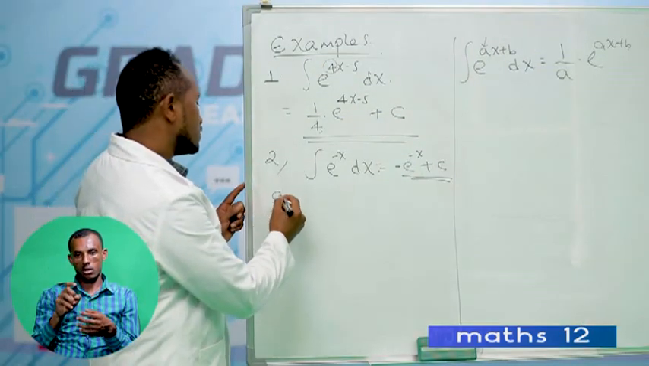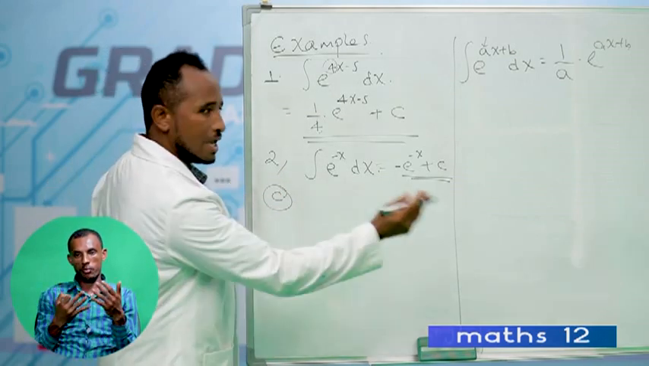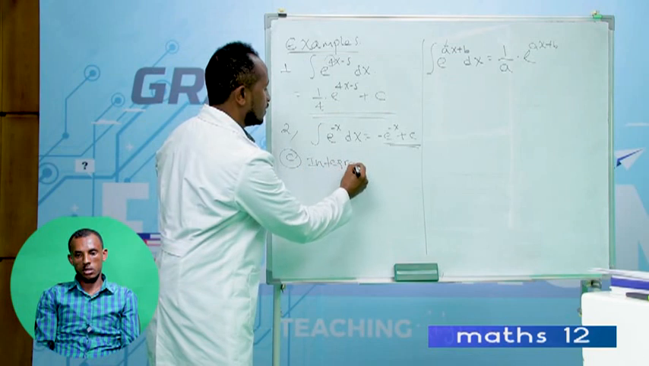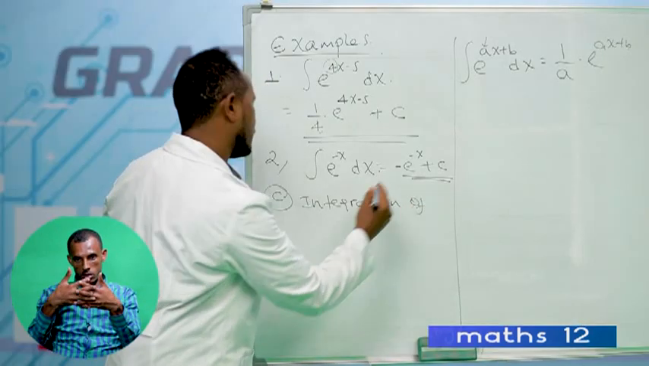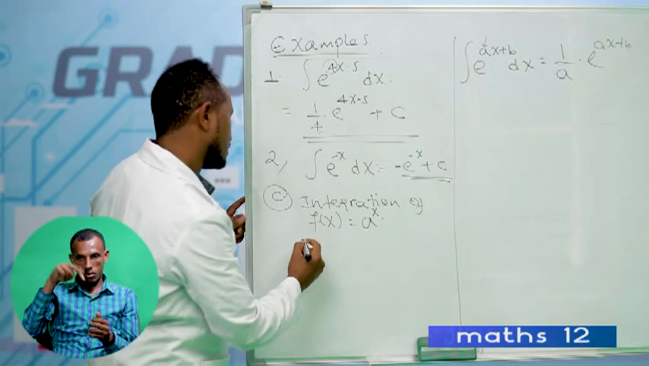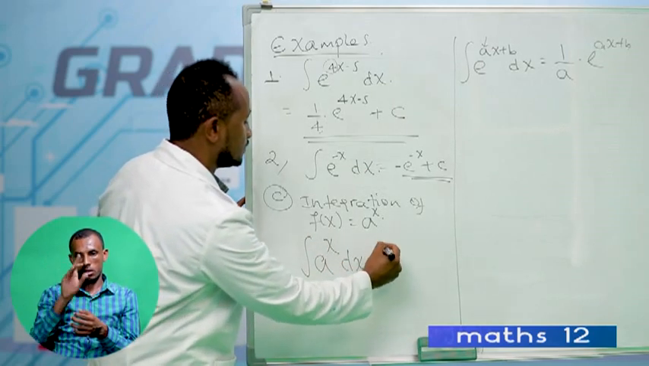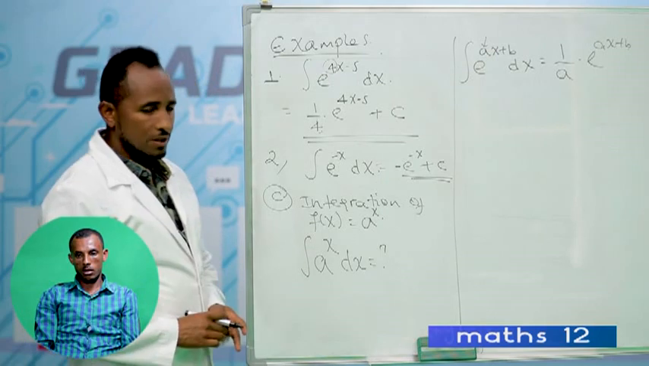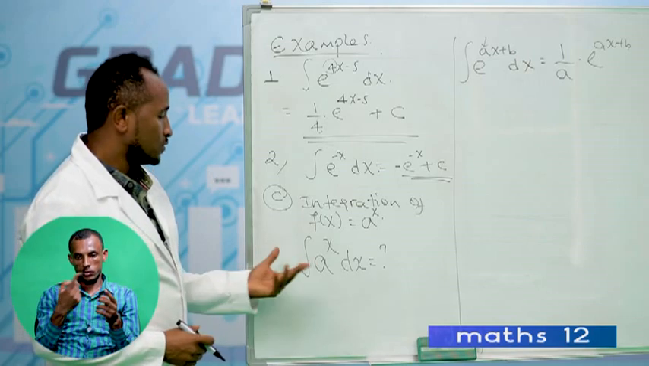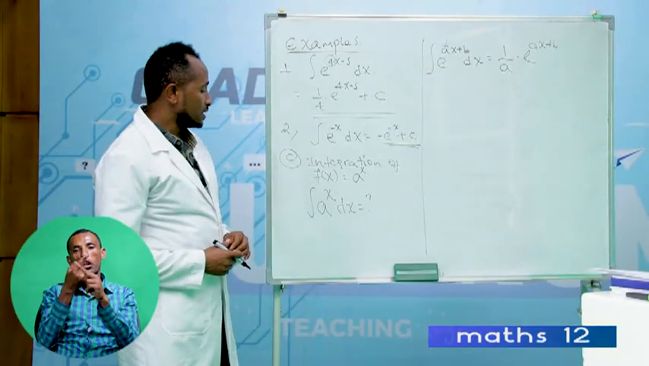Now, another form of integration of an exponential function is the integration of a to the power of x. That means f of x is equal to a to the power of x, and we want the integration of a to the power of x dx. What will be the integral of this expression? Okay, to integrate this expression, let me remind you of the derivative of this expression. Let's do it together.